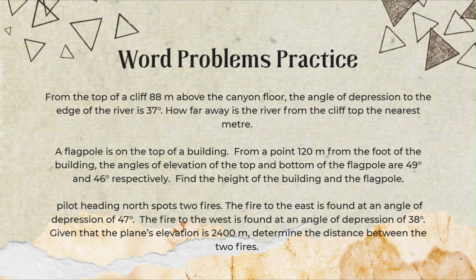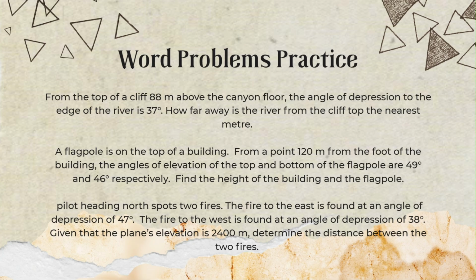So word problem 1: from the top of a cliff, 88 meters above the canyon floor, the angle of depression to the edge of the river is 37 degrees. How far away is the river from the cliff top? This is the same question that we just did. That question, I had images for you guys. So if you need to look at something physical, draw yourself an image, but understand that on a test, you're not going to have enough time. So just make a straight line or a curved line depending on what you need.